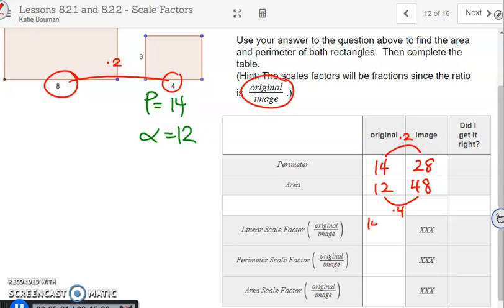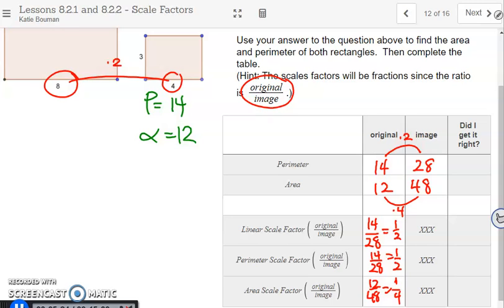So that would be 14 over 28 for the scale factor linear as well as the perimeter. So that would simplify to half in both cases. And then the area would be 12 over 48, which simplifies to 1/4, which is also 1/2 times 1/2. So we take the linear scale factor and multiply it to itself, or square it, to get to the area.